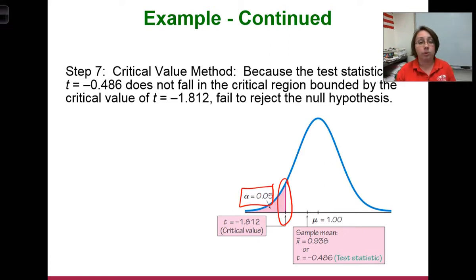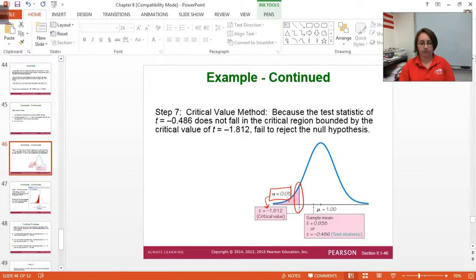So how did they get this critical value? They took alpha, the area, and they looked up the critical value. So let me show you how to do that. Make sure everybody's good on this.